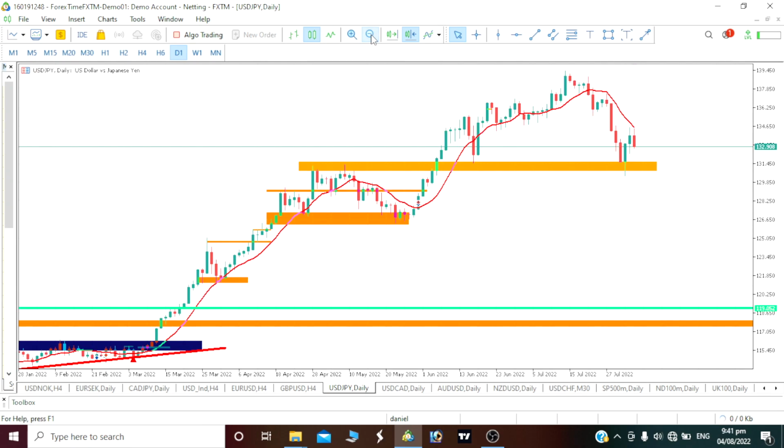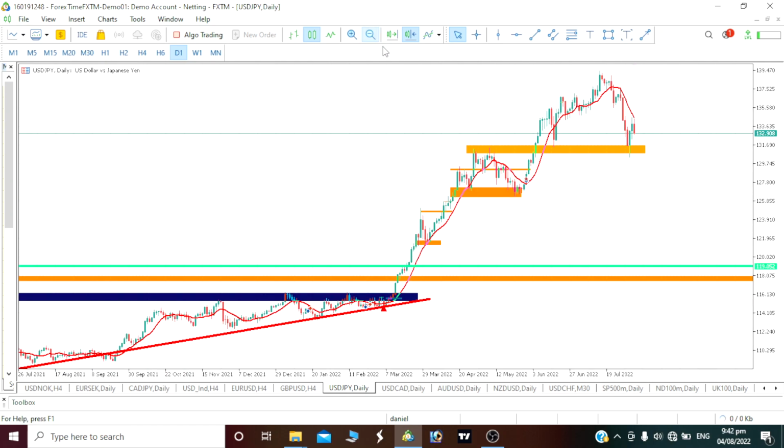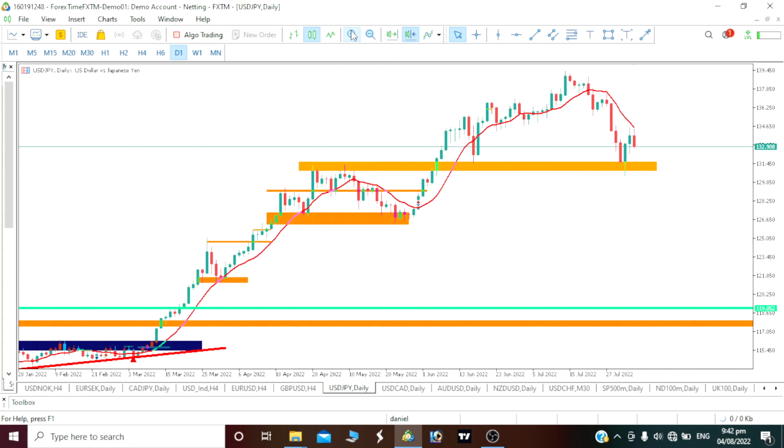Let's take a look at our USD JPY, starting with our daily time frame. On our daily time frame, as we zoom out, we are actually on an uptrend move. We can see it's an uptrend move. Our daily time frame is actually giving us that bullish move.